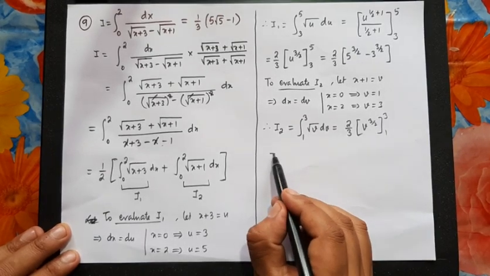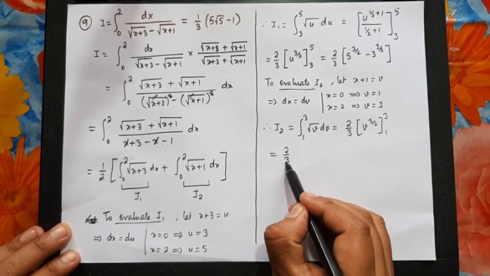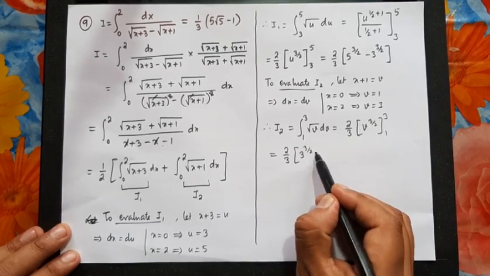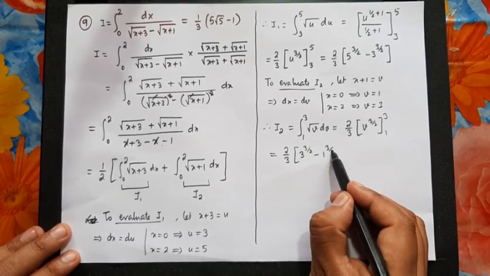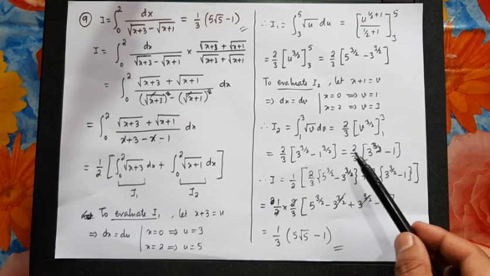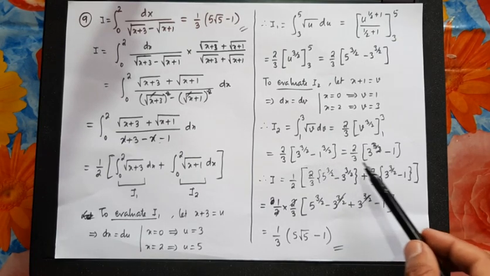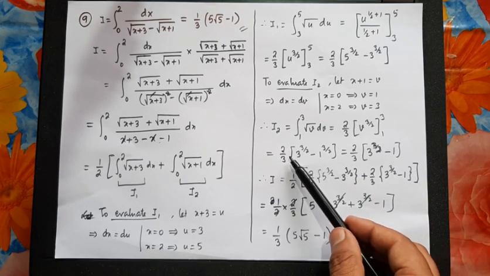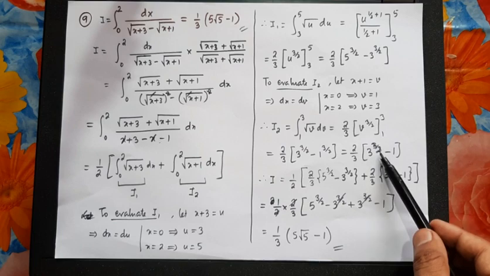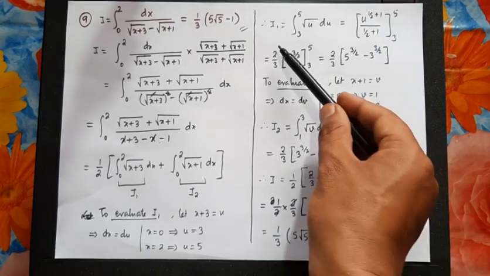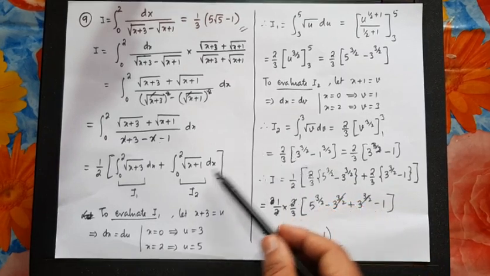Okay, let us put the value of lower limit and upper limit. So we have 3 to the power 3 by 2 minus 1 to the power 3 by 2. Okay, so we know that 1 to the power 3 by 2, or 1 to the power anything, becomes 1 itself, right? So that's why this can be written as 2 by 3, 3 to the power 3 by 2 minus 1. Okay, now let us combine this I1 and I2 in this one.